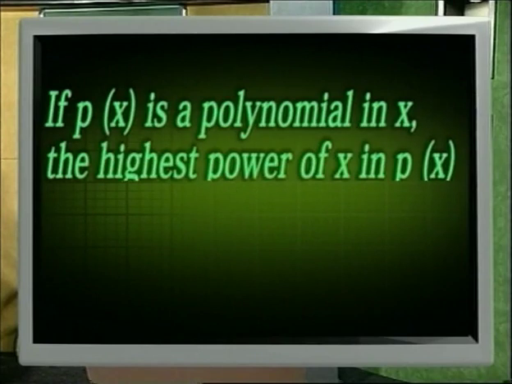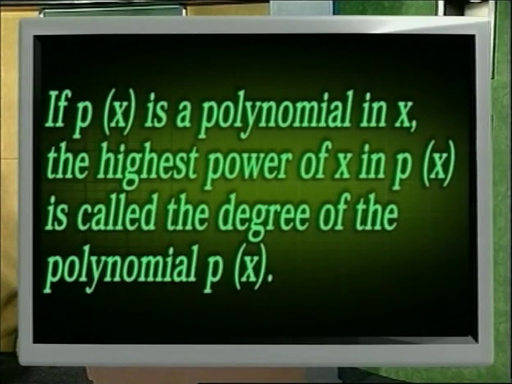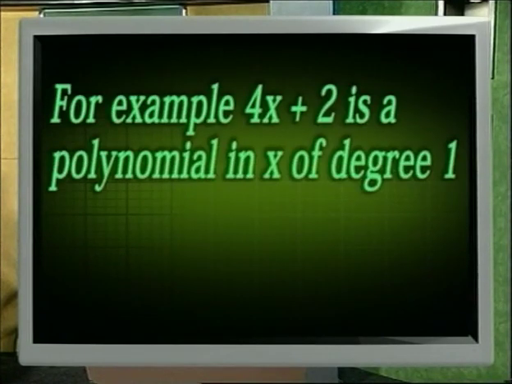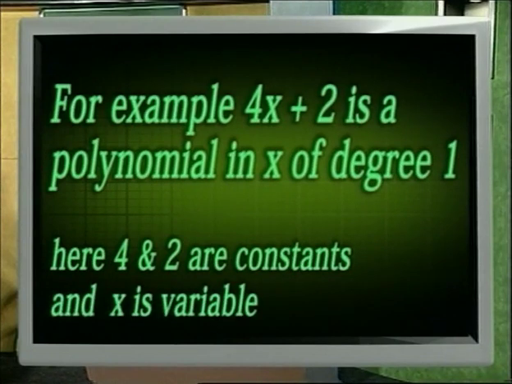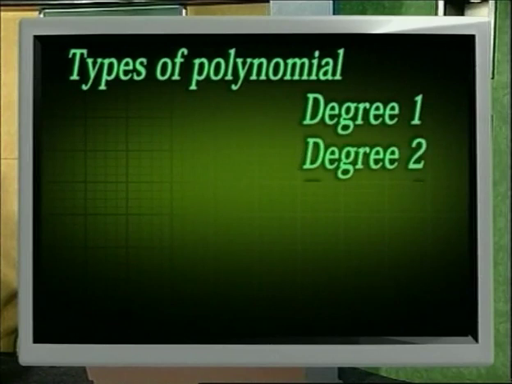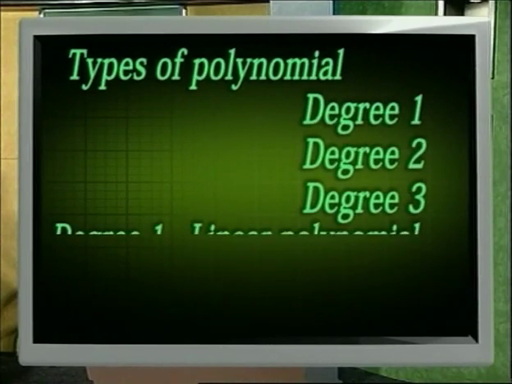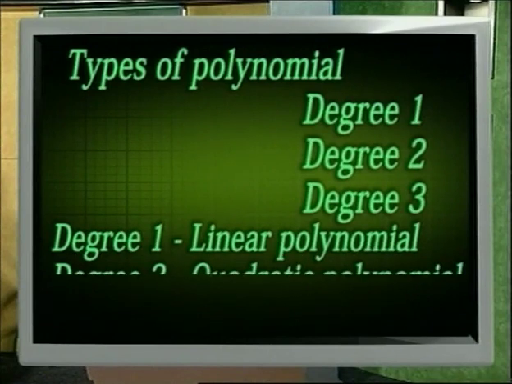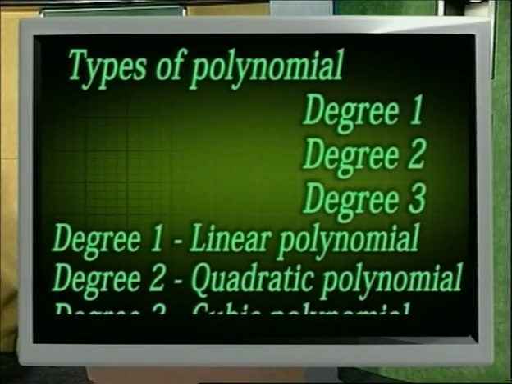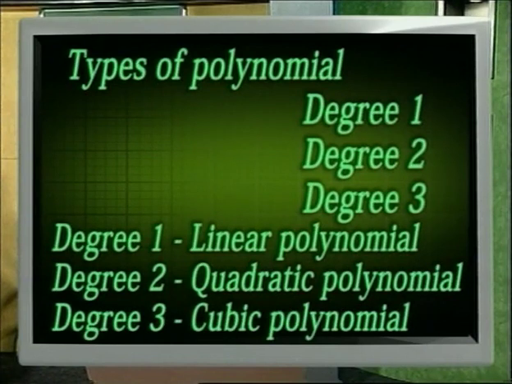If p(x) is a polynomial in x, the highest power of x in p(x) is called the degree of the polynomial p(x). For example, if we take 4x + 2, here 4 and 2 are constants and x is a variable. The power of x is 1. So we say it's a polynomial of degree 1. Now children, polynomials can be of 3 types, with degree 1, degree 2, degree 3. The polynomial with degree 1 is called a linear polynomial, degree 2 a quadratic polynomial, and degree 3 a cubic polynomial.